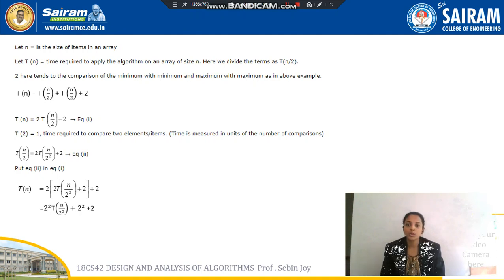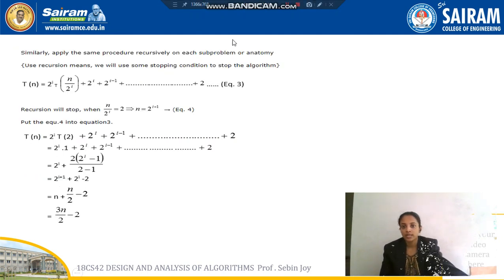T of n is equal to 2T of n by 2 plus 2, and at the end, when you do the substitution method, you will get 3n by 2 minus 2. So this is the way you have to do this problem. Hope you understood this.